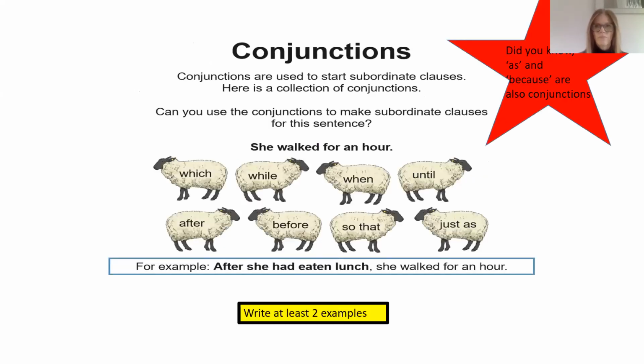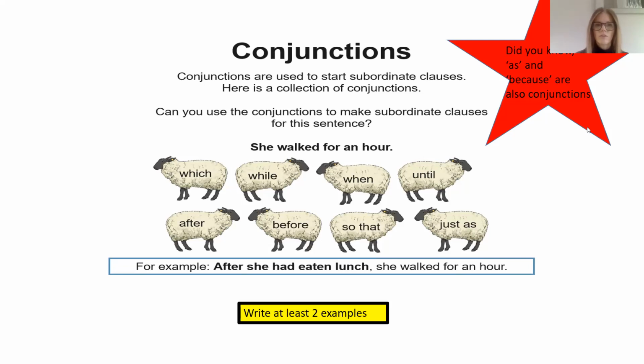The next thing you need to do is, I'm just going to move my screen a little bit. The next thing you need to do is remind yourself of conjunctions. So conjunctions start subordinate clauses. Okay, and there's a collection of them here. Which, while, when, until, after, before, so that, just as. And then there's a little note in the top right hand corner to remind you that as and because are also conjunctions. So you've got this sentence here, she walked for an hour, and then an example at the bottom showing you how you could use that conjunction to start your subordinate clause.